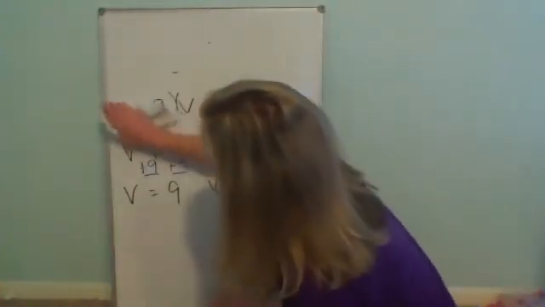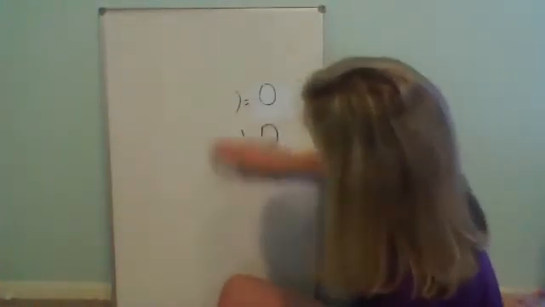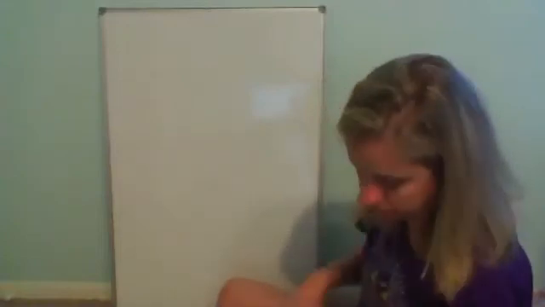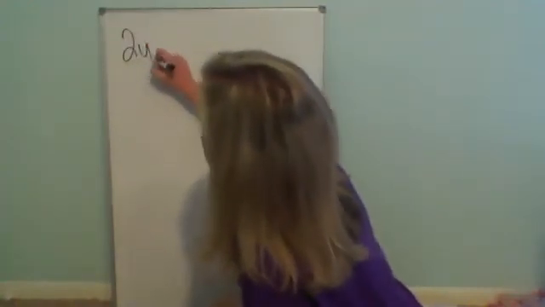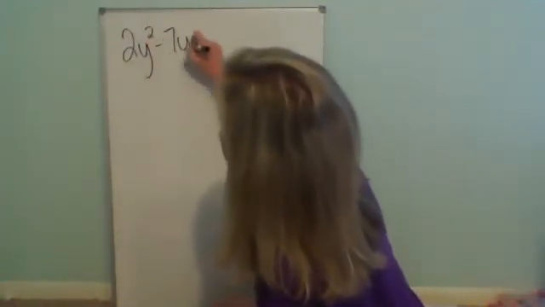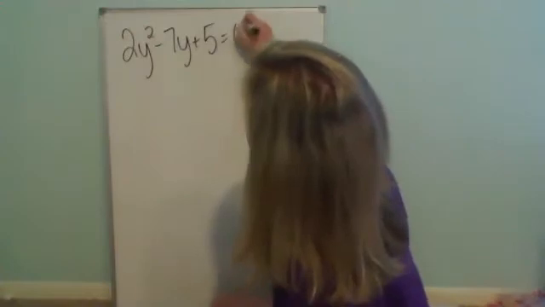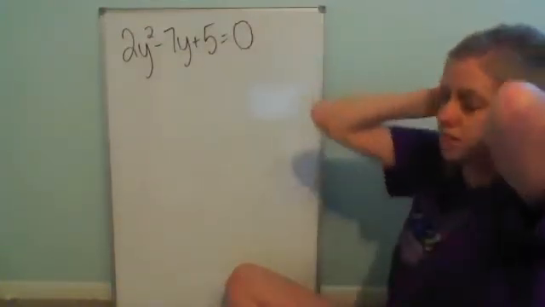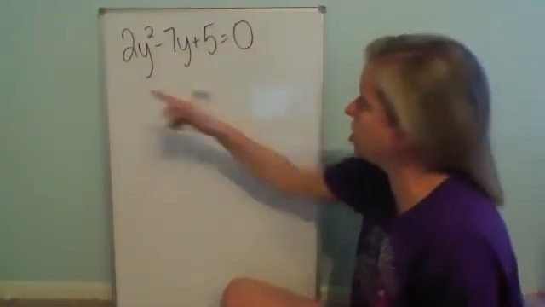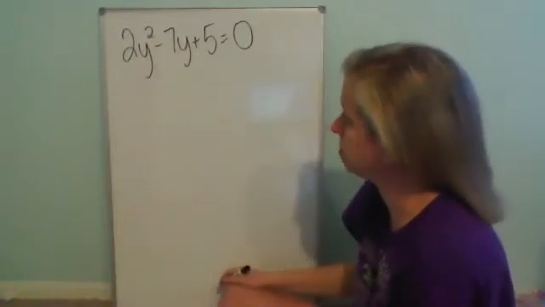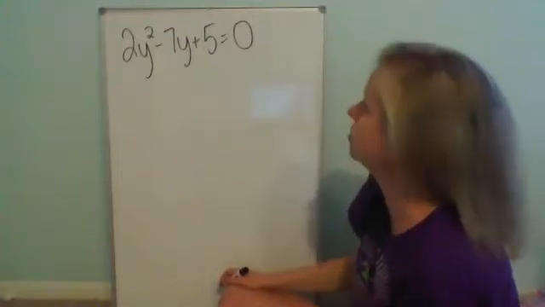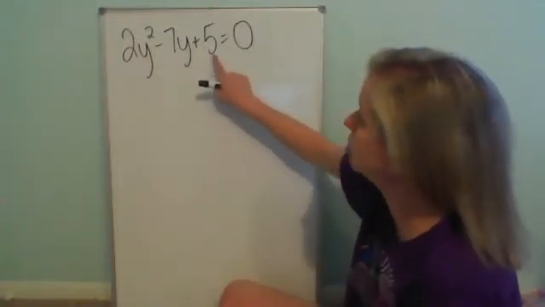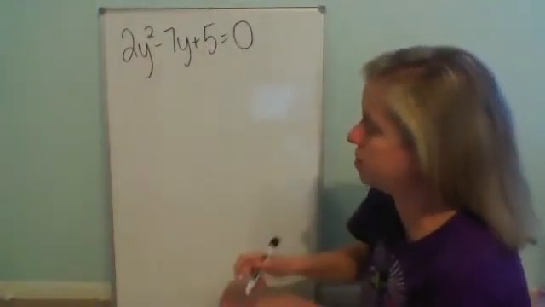All right, number 3. 2y squared minus 7y plus 5 equals 0. So once again, our equation is already set equal to 0. I need to factor it now to see if it factors. So this one again is another 3 terms, so a trinomial.